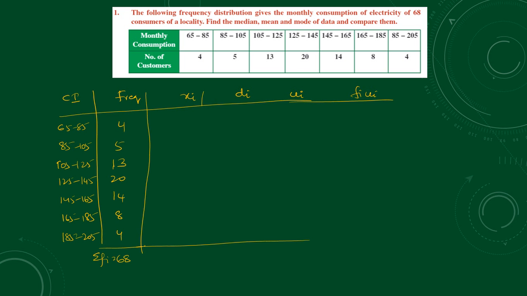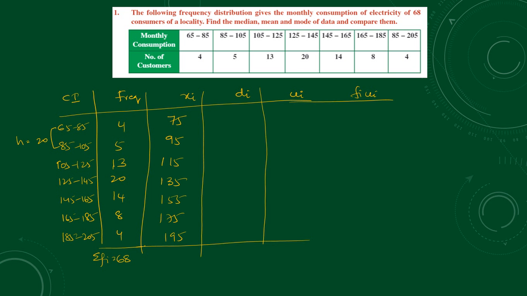Now writing down the values of xi. So 65 plus 85 is 150, so half of it gives me 75. What is the height? The height is 20, right? So this becomes 95. 95 plus 20, 115. Next 135, 155, 175, 195.